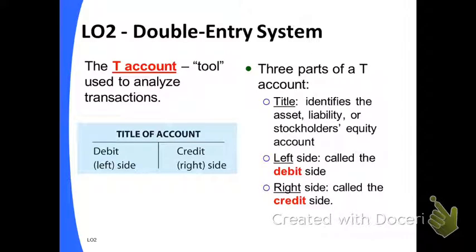The title identifies the asset, liability, or stockholders' equity account. The left side of the T account is also known as the debit side, and the right side is also known as the credit side. This tool is used by accountants to quickly analyze a transaction. It is used as a tool to analyze transactions into the debit and credit parts.